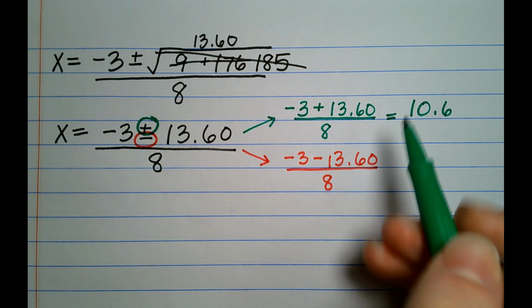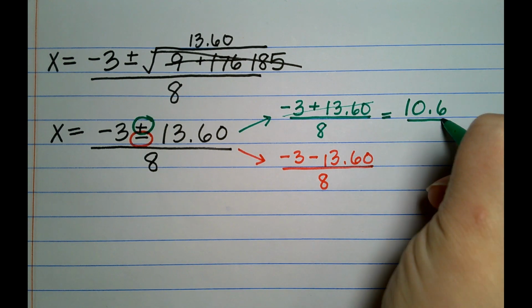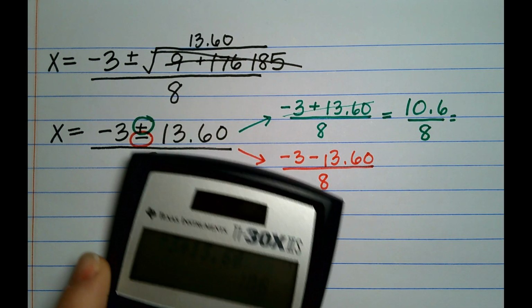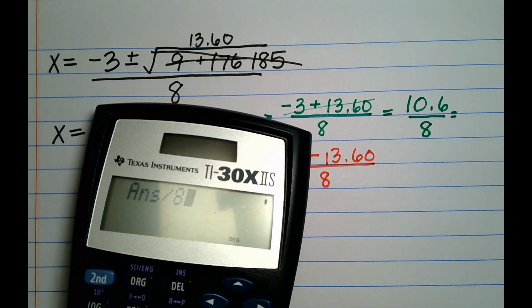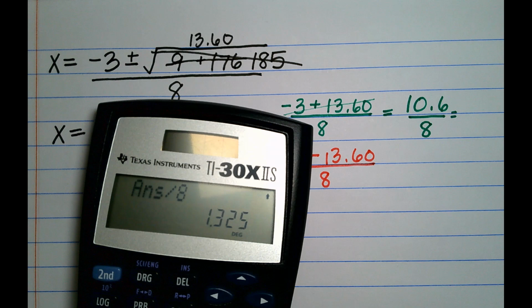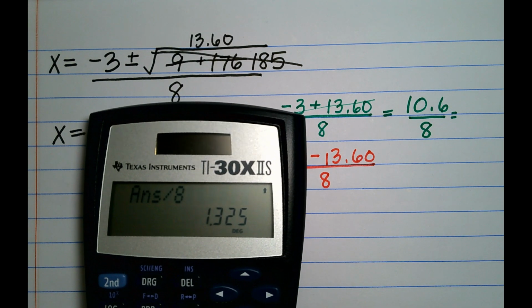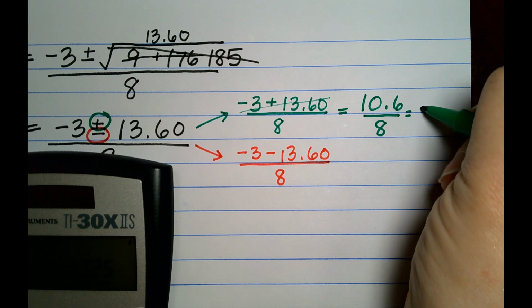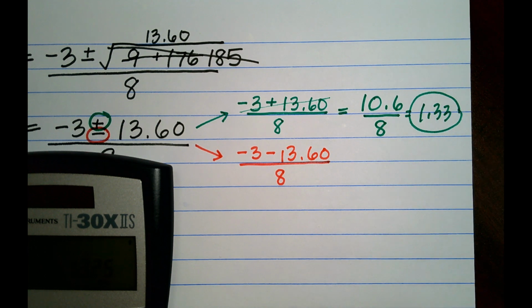Now, what am I missing? The 8. We still need to divide by 8. Okay, so now I have my 10.6, divide by 8. And we get 1.3. We'll round up to 1.33. And that is our first value of x.